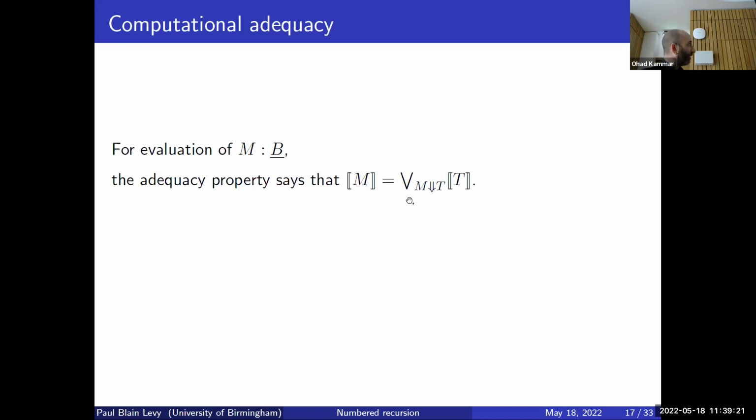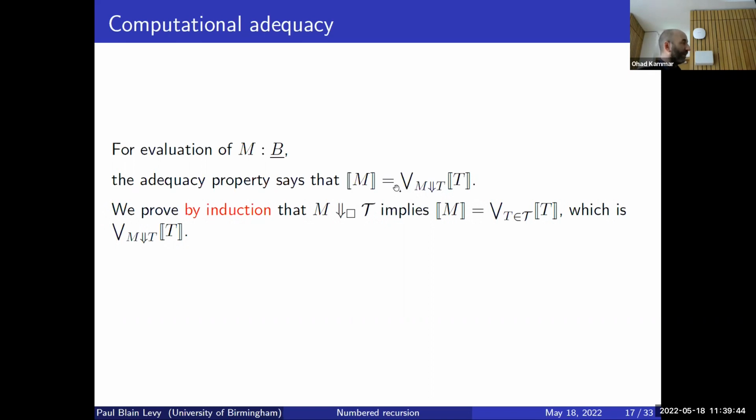And if M runs forever, this set will be empty, and this will just say that the meaning of M is the empty, is bottom. Right, so it's saying that if you evaluate, you preserve denotation, and if you run forever, then the denotation is bottom. The set of things that M evaluates to is semi-directed, right?